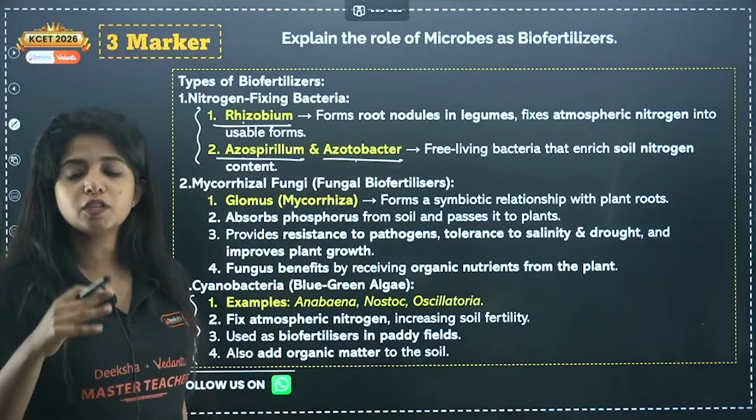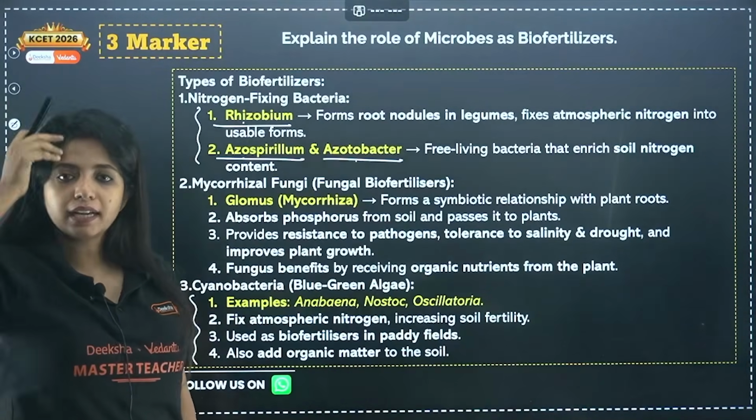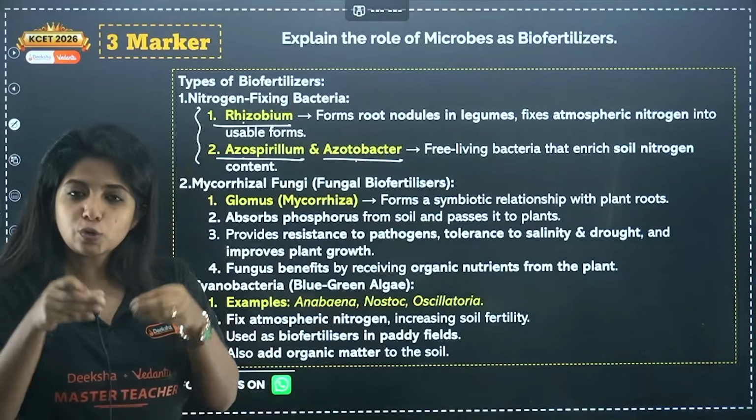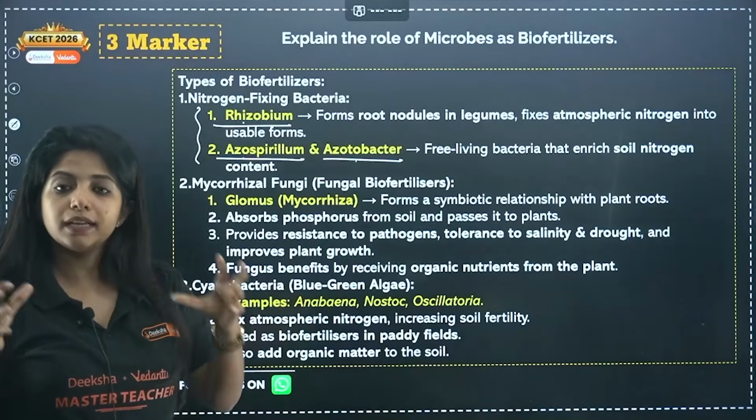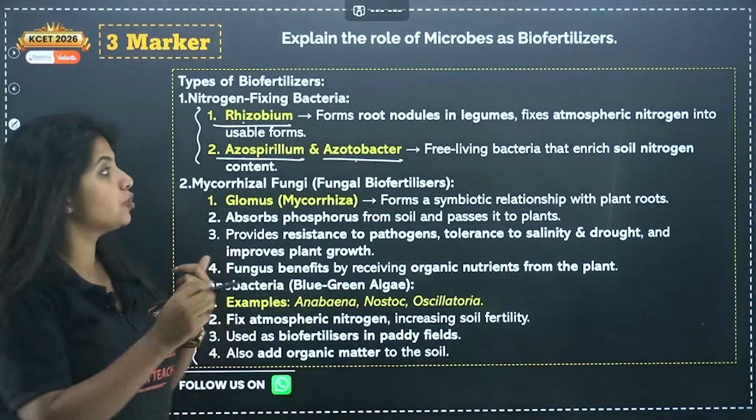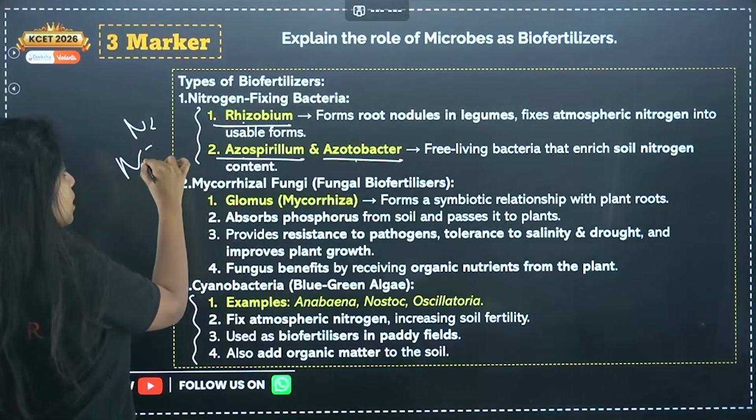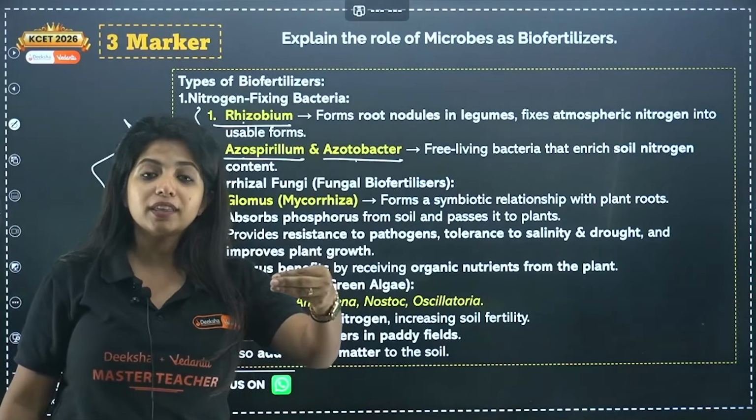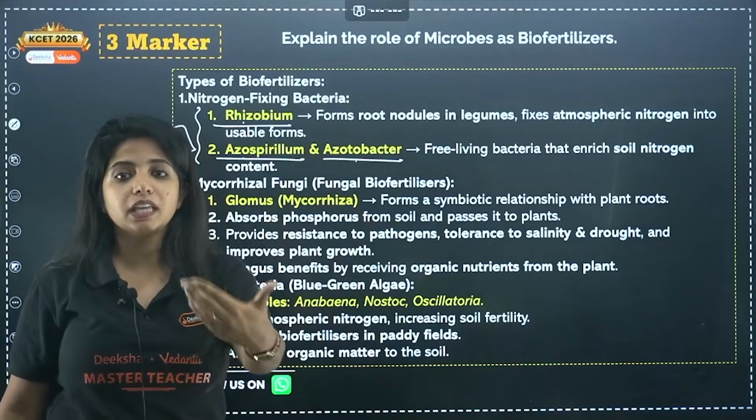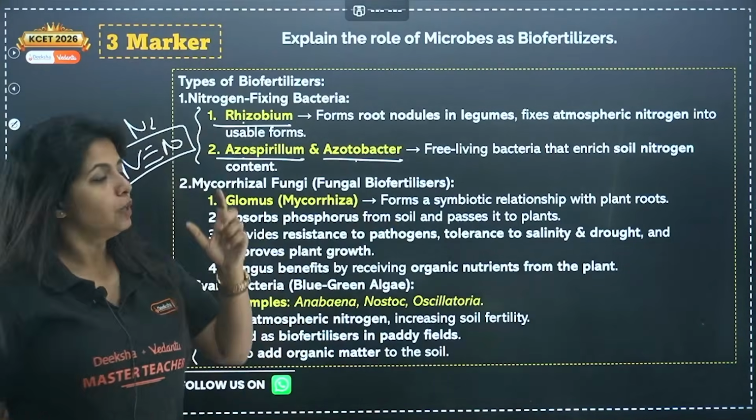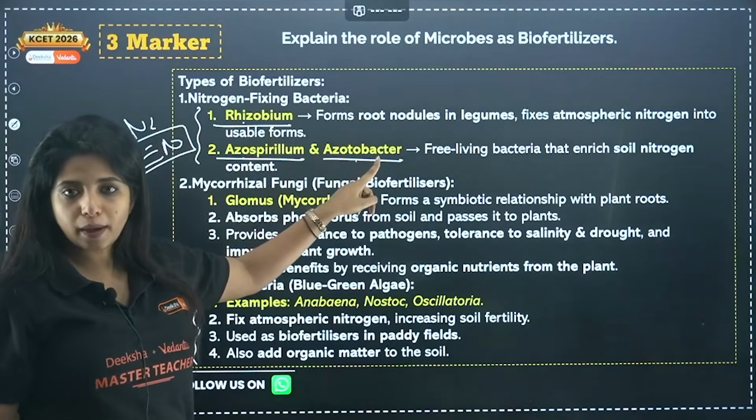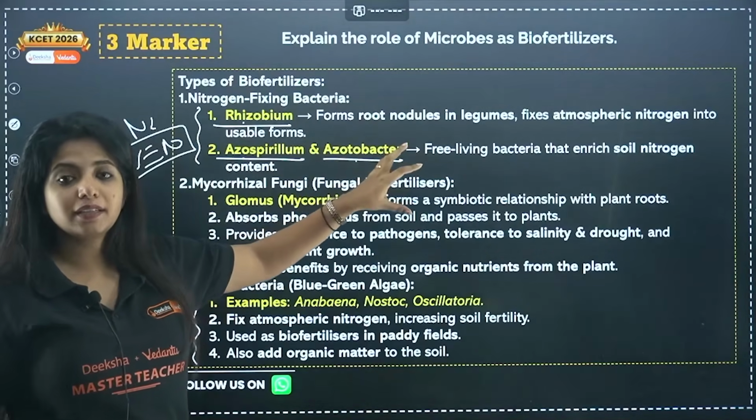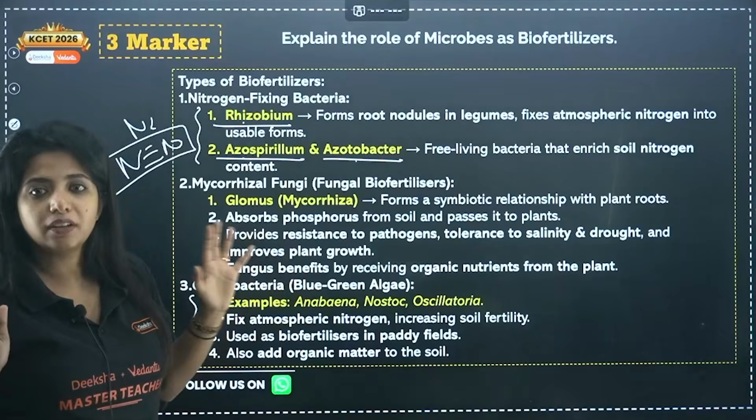Rhizobium is found in leguminous plants such as the pea plant and things like that. Azospirillum and Azotobacter are free living bacteria that enrich the soil. They are not associated with any plant, but they fix nitrogen. Nitrogen is in the form of N2, which has 3 bonds. It is very difficult for the plants to break these bonds and absorb it, which is why other organisms break it down, convert it into something else and give it to the plant. That is known as nitrogen fixation. For that you have Rhizobium, Azospirillum, Azotobacter. Rhizobium is found in the root nodules, whereas Azospirillum and Azotobacter are separate, free living ones.